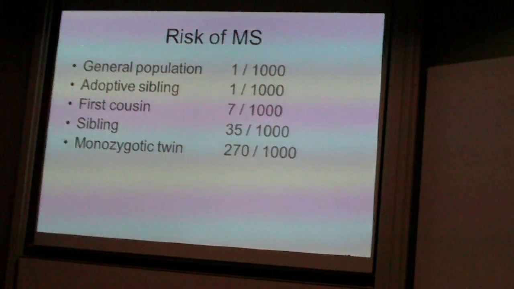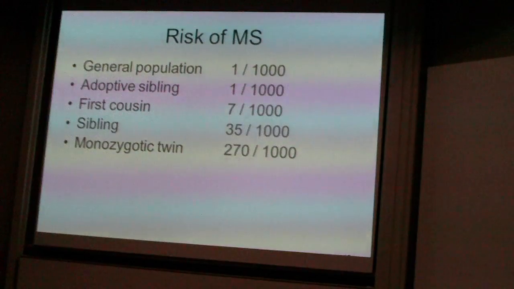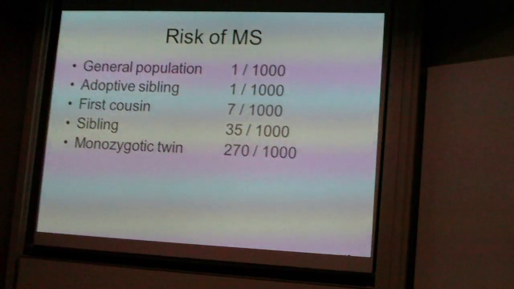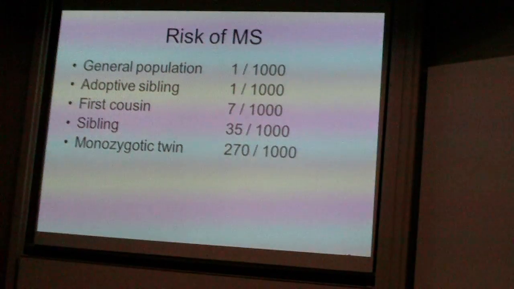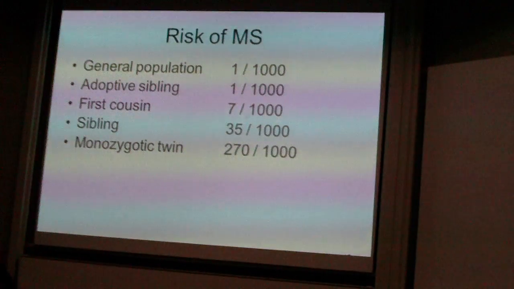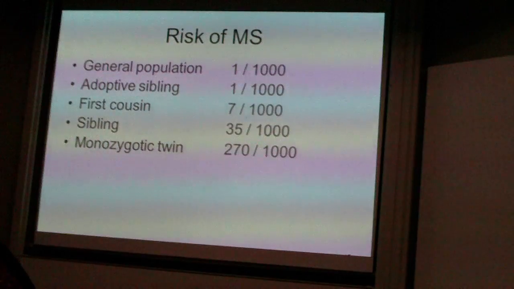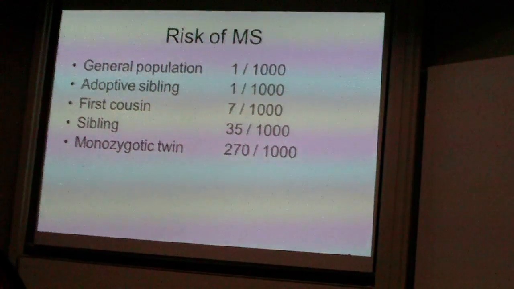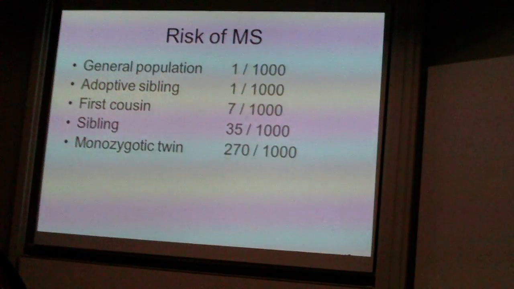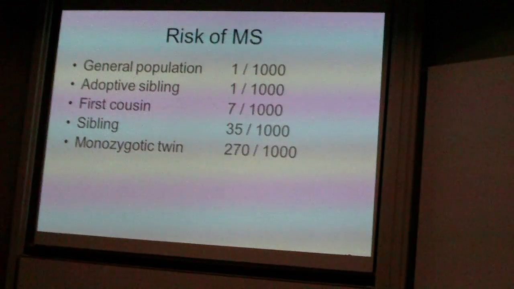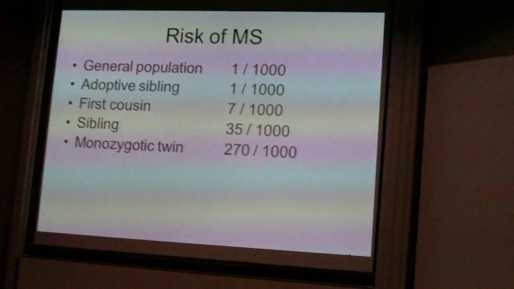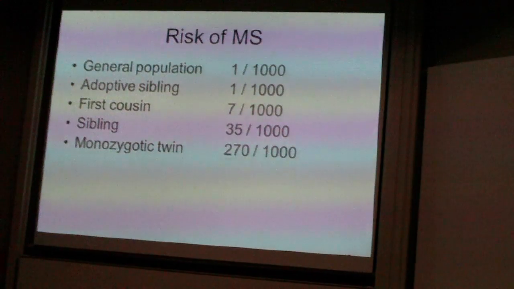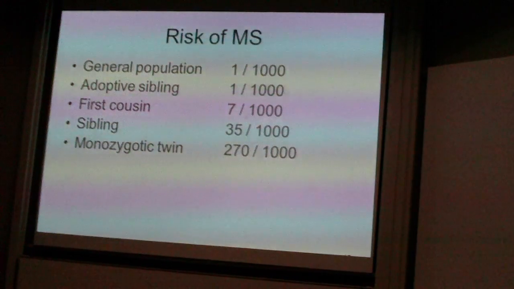If you have a brother or sister that has MS, your chance of developing MS will also slightly increase up to 35 in 1,000. But if you have a monozygotic twin with MS, then you will have a chance of developing MS of about 1 in 3. Again, illustrating the point, even with the same genes, the chance of developing MS is not 100%. It's much higher than in the general population or even with siblings, so indicating genes are important, but they don't tell you the whole story.